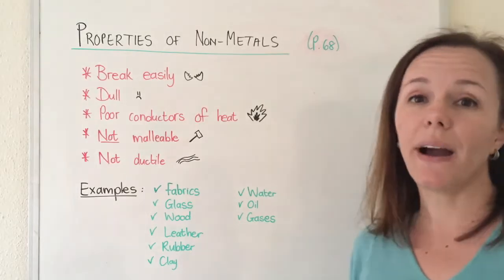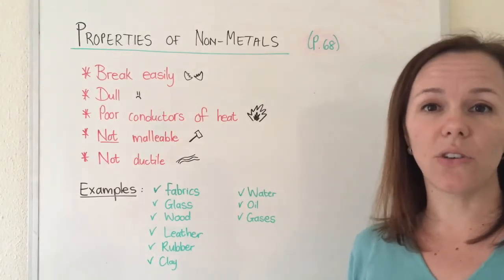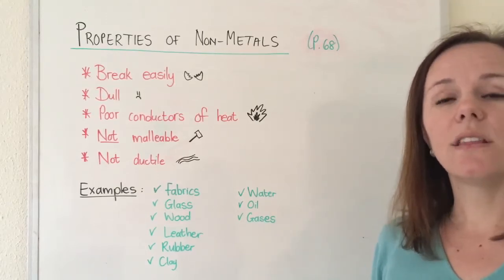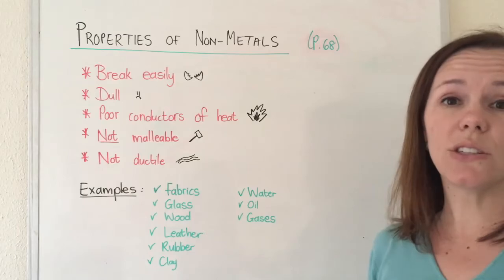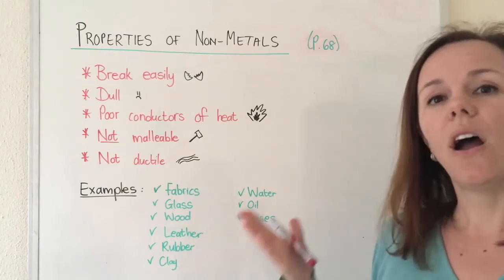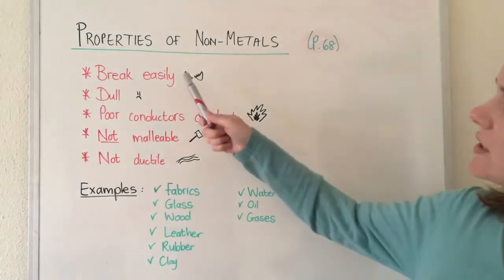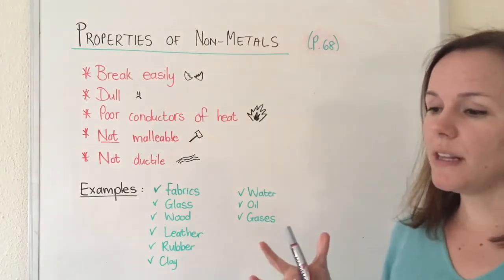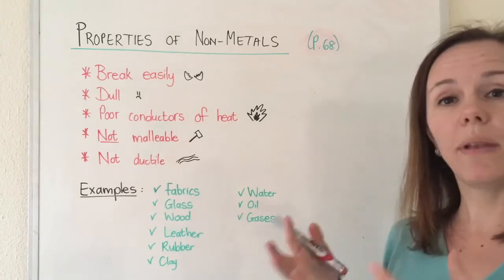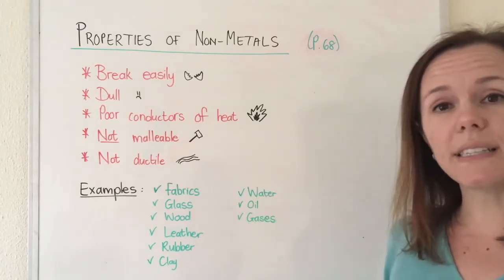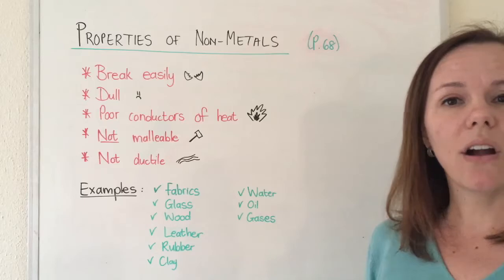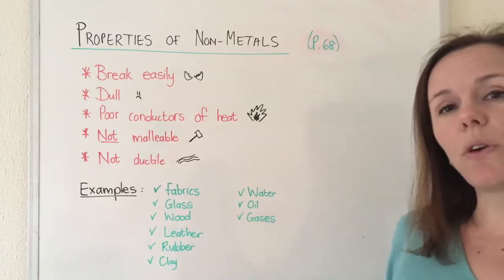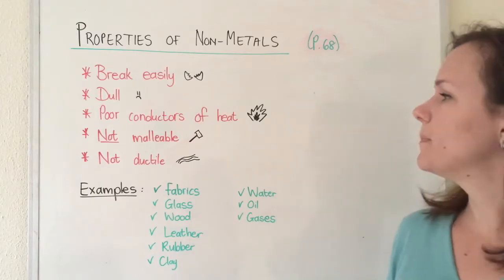Now, you know by now what the properties of metals are. So if something is a non-metal, basically the properties or the characteristics of that thing will be the opposite of metals. So first up, it breaks easily. So if you think of something that's made of glass or even plastic, if you drop it, it will most probably break or crack or damage in some way. And that's different from metals that are strong.